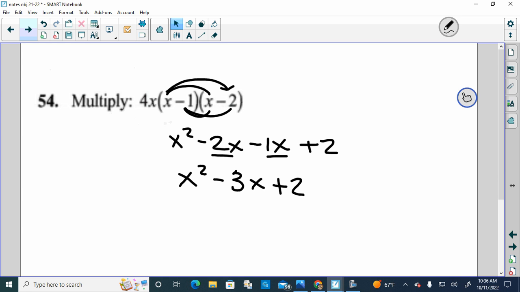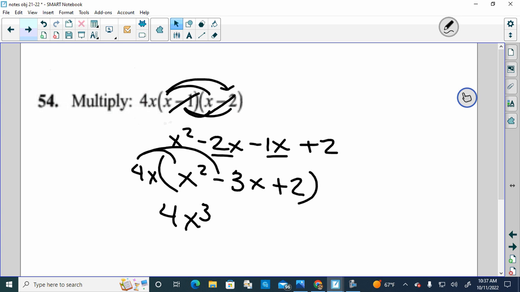Good. Okay, so now we're done with that. Now I need to multiply what this became by 4x. This was one last step. Okay, so distributing there would give me 4x to the third. That one, negative 12x squared, and then the last one would be 8x, and again, it's in descending order. Easy. Another ACE test, right? Okay. All right. So just keep those tucked away.